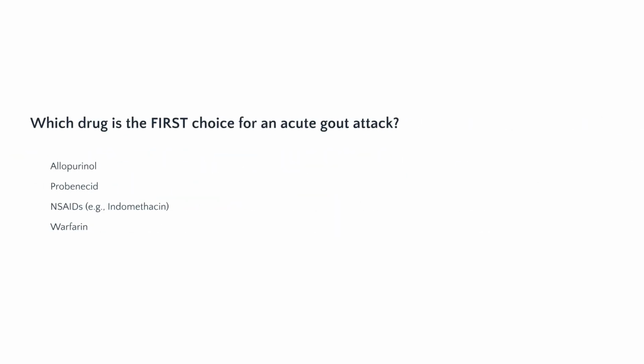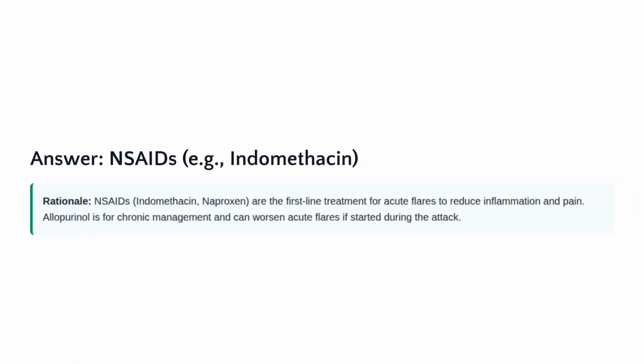Which drug is the first choice for an acute gout attack? NSAIDs, such as indomethacin, are the first-line treatment for acute flares to reduce inflammation and pain. Allopurinol is for chronic management and can worsen acute flares if started during the attack.